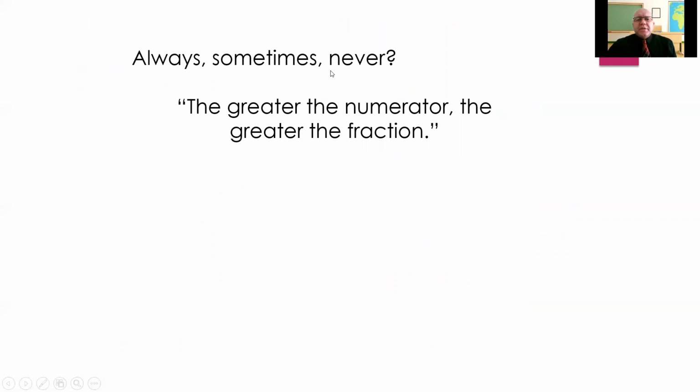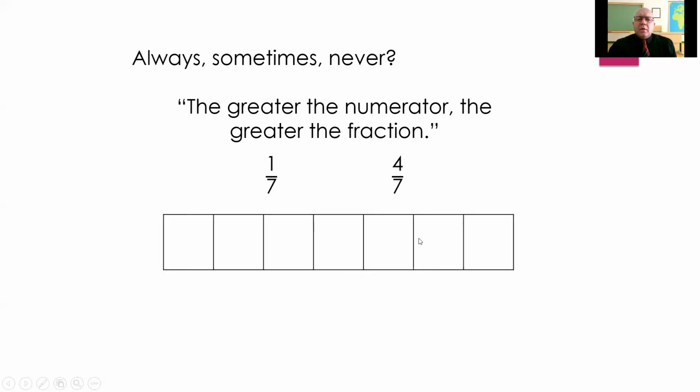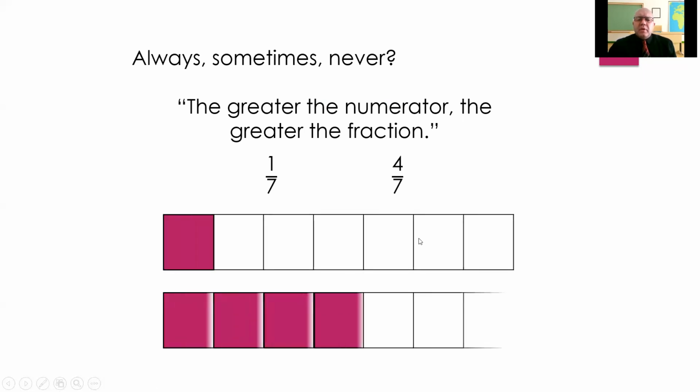Okay, 3 choices of answer now. Always, sometimes, or never. The statement is always correct, it's sometimes correct, or it's never correct. Okay, the greater the numerator, the greater the fraction. What do we think? Right, well, there's one example, 1/7 and 4/7. In this case, 4/7 is bigger than 1/7, and it's got a bigger numerator as well. But is that always the case? There's the 1/7, there's the 4/7.